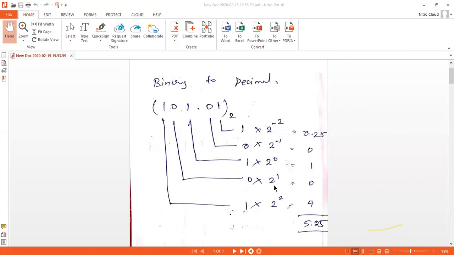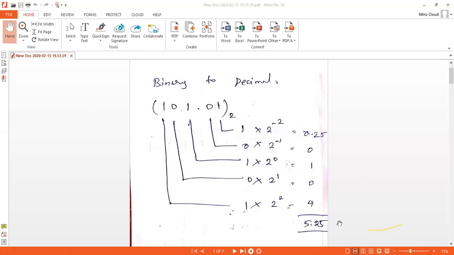So 1 into 2 to the power of 0 equals 1. 0 into 2 to the power of 1 equals 0, because anything multiplied with 0 is also 0. 1 into 2 to the power of 2 equals 4. Totally 5.25 is the decimal value. Clear? 5.25 is the decimal value. For this binary value, if you convert to decimal, the base value is 10.